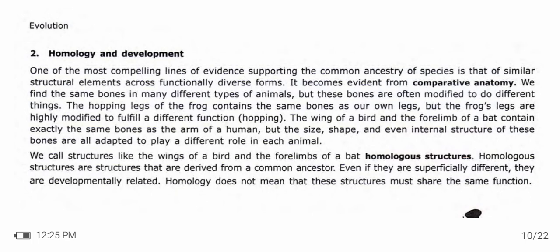We find the same bones in many different types of animals, but these bones are often modified to do different things. The hopping legs of the frog contain the same bones as our own leg, but the frog's legs are highly modified to fulfill a different function: hopping. The wing of a bird and the forelimb of a bat contain exactly the same bones as the arm of a human, but the size, shape, and even internal structure of these bones are all adapted to play a different role in each animal.